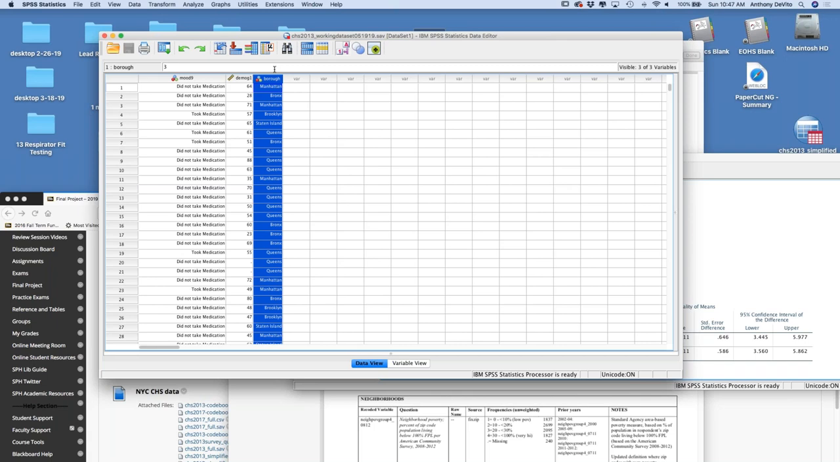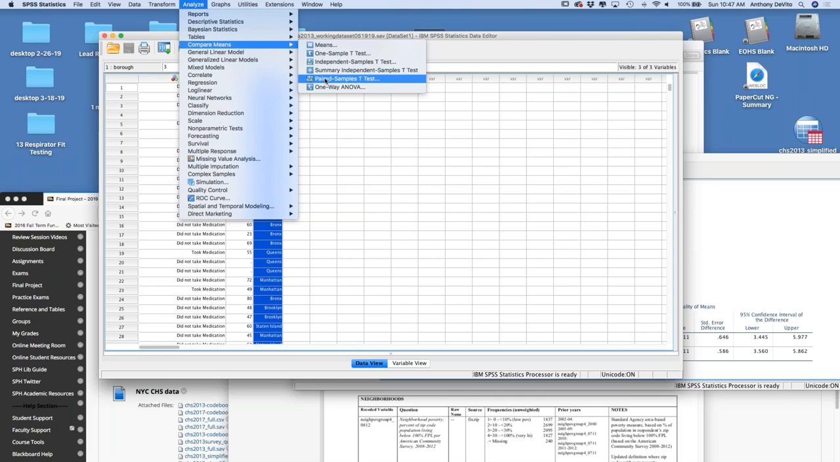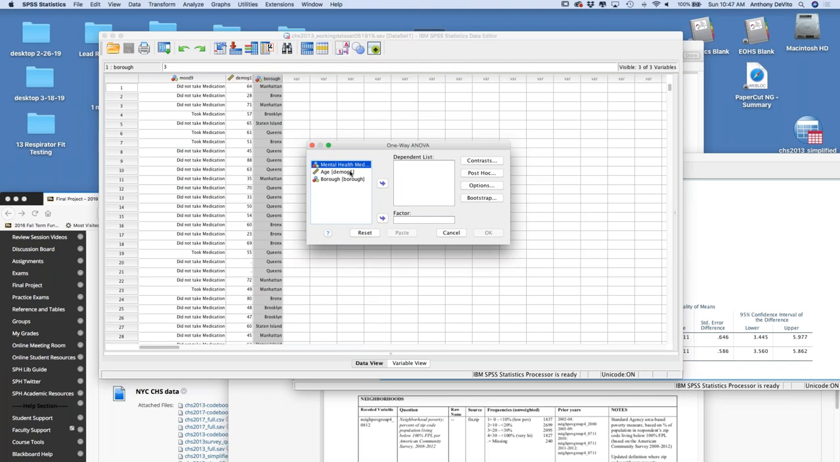Analyze, compare means, and I'm going to go down to one-way analysis of variance. In this case, I'm going to move my dependent, the value I'm finding the average of, which is age. And now the factors, the groups I'm breaking that up into. Instead of mental health, which was a yes or no, only two categories, I'm going to look at it by borough. So I'm going to move that in here and run my analysis of variance.